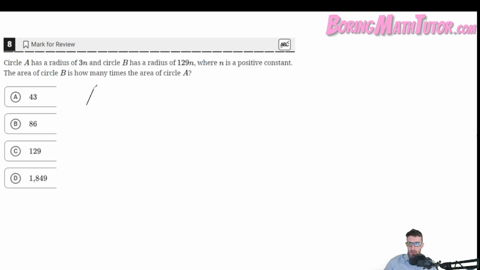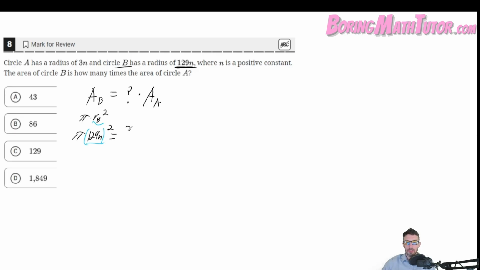All right, they want to know the area of circle B is a certain amount of times the area of circle A. So we're going to set up the area of circle B. It would be pi times the radius for B squared. They're telling me that the radius for B is 129n, so I'm going to pop that in where I see the radius for B, but I have to put parentheses around it, because otherwise I'm just squaring the n and not the radius. So I want parentheses, so I'm squaring the entire thing.